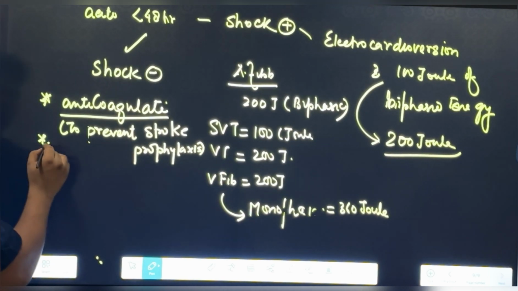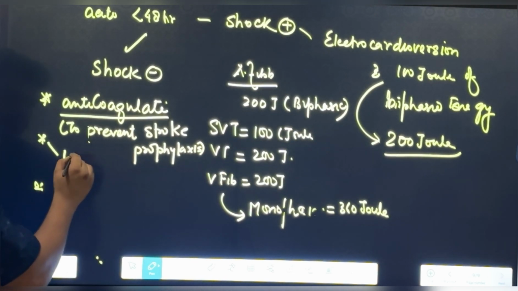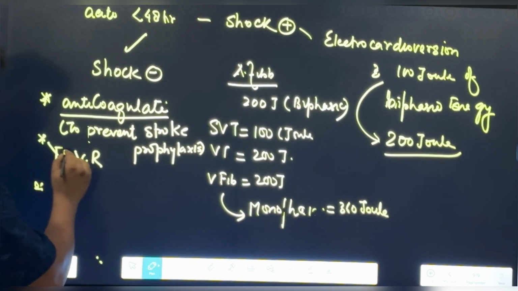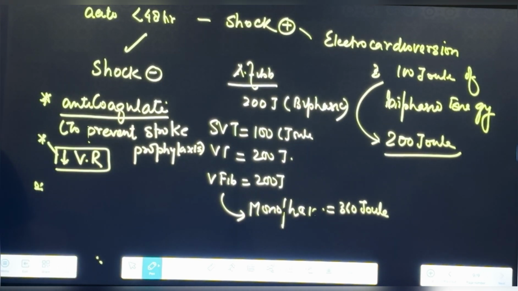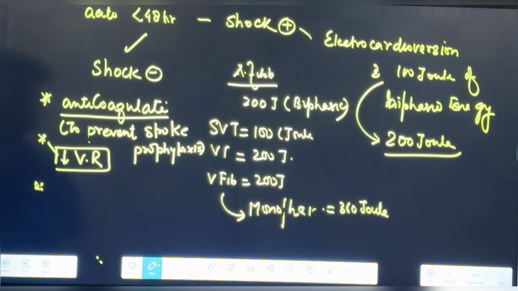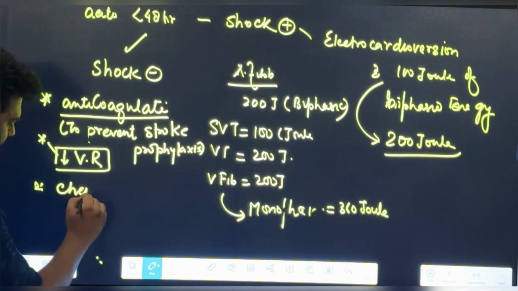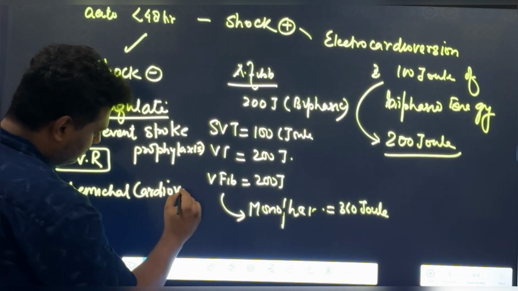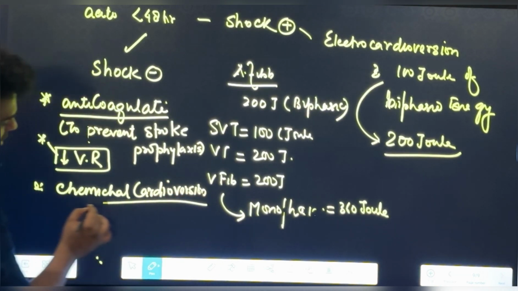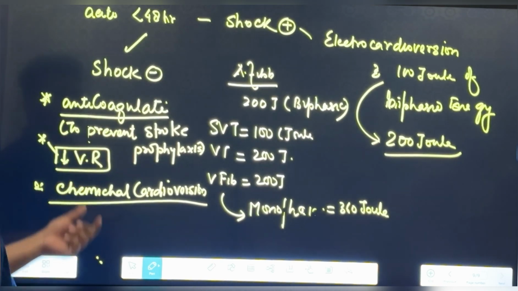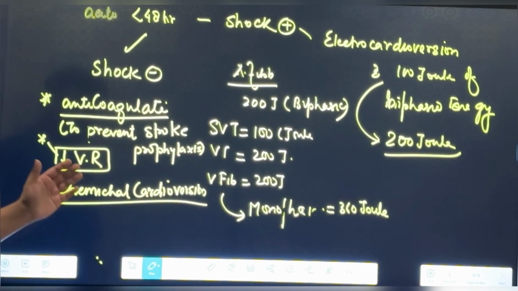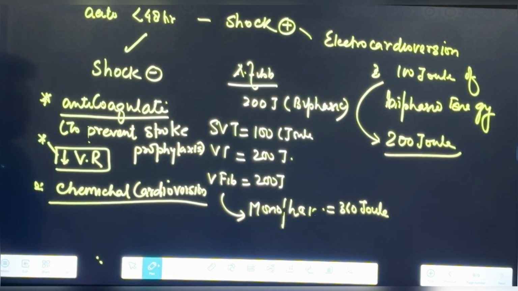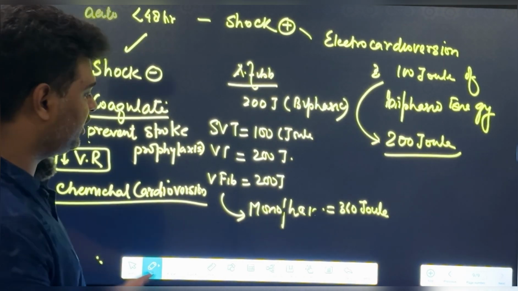Second, you have to decrease the ventricular rate, and third, you have to do chemical cardioversion. I will teach you everything. So these are the three things. First, you have to do anticoagulation to prevent a stroke. Second, you have to decrease ventricular rate. Third, you have to do chemical cardioversion. So first you will see about anticoagulation.